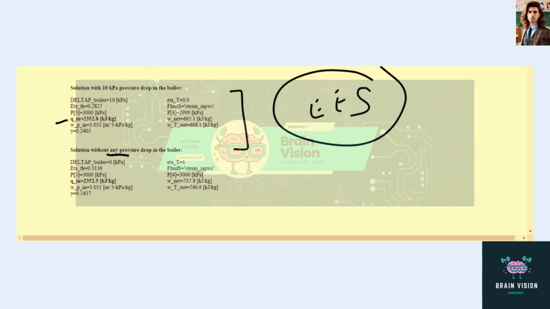Now, what is the condition if there is no pressure drop? Will there be a change? It is 2352.5. So with the pressure drop of 10 kilopascal, we have 2352.8, and otherwise it is 2352.5. That means there is just a 0.3 difference with or without pressure drop. I hope you understood the relation.